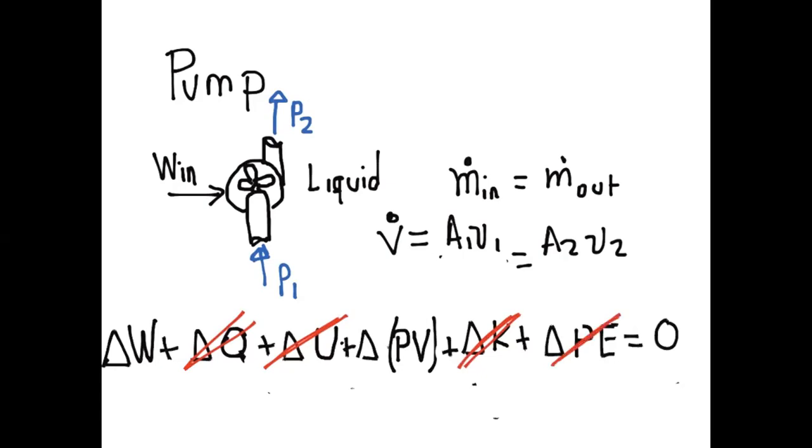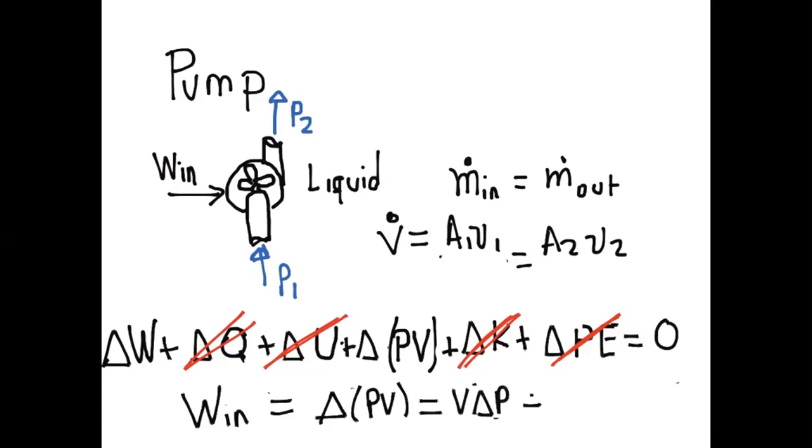So at the very end, what we will have is, for instance, that the work that we have to input to the pump, there is no output of the pump, has to be equal to the change in PV. And when we develop the change in PV, for instance, this will be the volume times the change in P plus P times the change in volume.